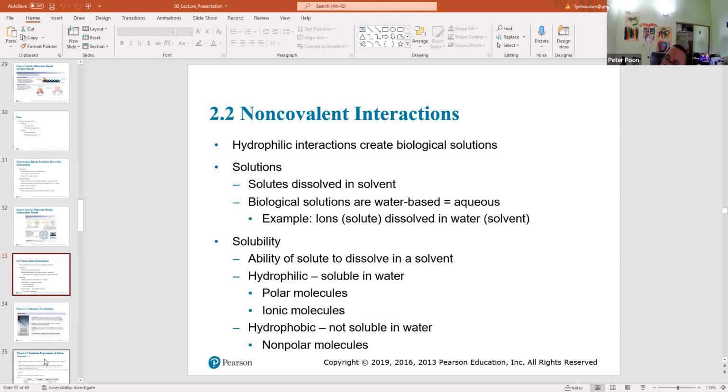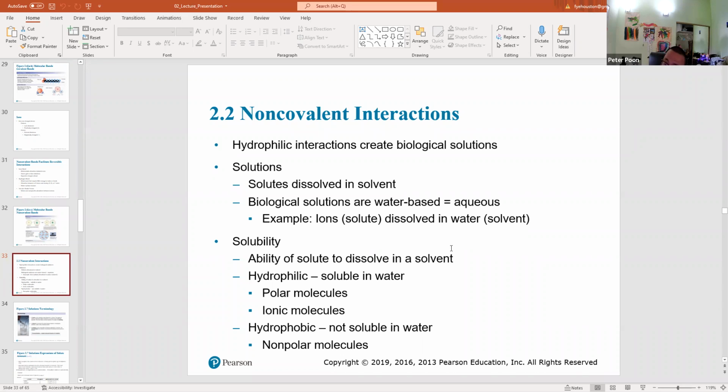A solution has two parts, a solute and a solvent. A solute is usually something that's dissolved. So a solute is usually solid, but it's dissolved in a solvent. Biological solutions are all water-based. So ions, like salt, calcium, etc., are dissolved in water.